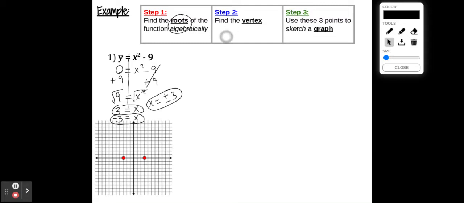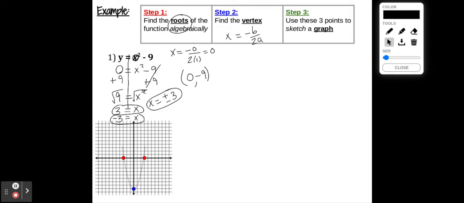In order to find the vertex, I'm going to use x equals negative b over 2a. So in my function, x equals negative b, there's no b, it's 0 over 2 times a. Anytime you take 0 and you divide it by anything, you're going to get 0. Okay, so I know that the x coordinate is 0, so I'm going to plug that in right here, 0, and I would get negative 9. So there's the vertex. So I just want you to go ahead and graph negative 9. You see I did that there in blue. And then we can connect and make a parabola.